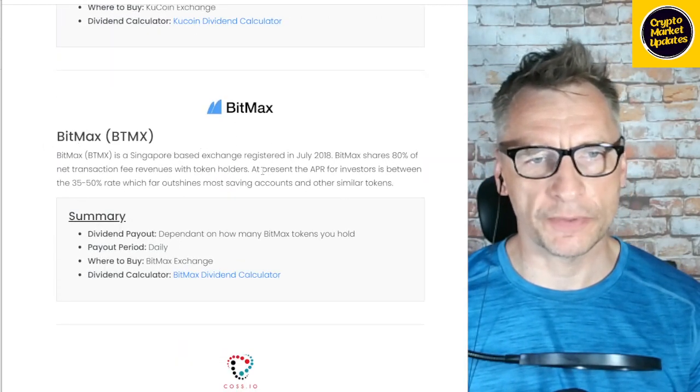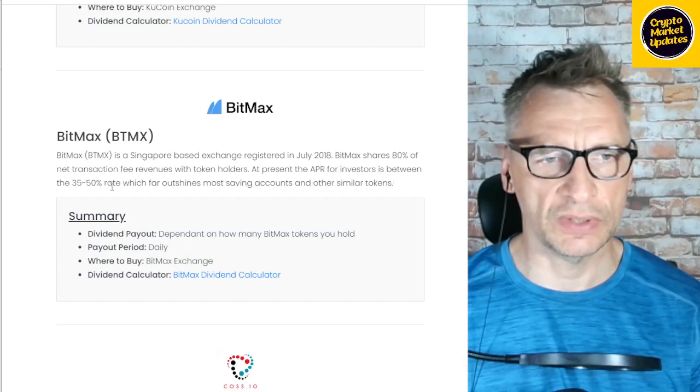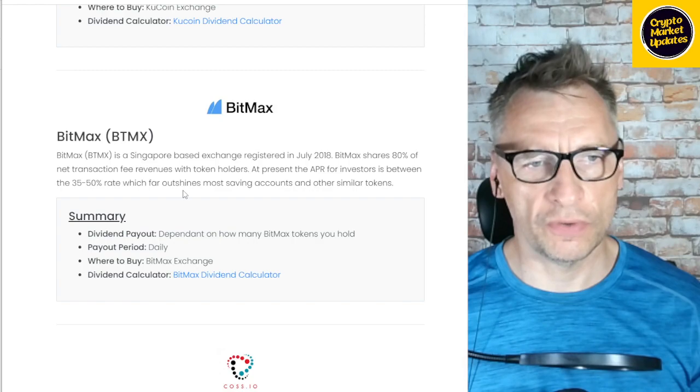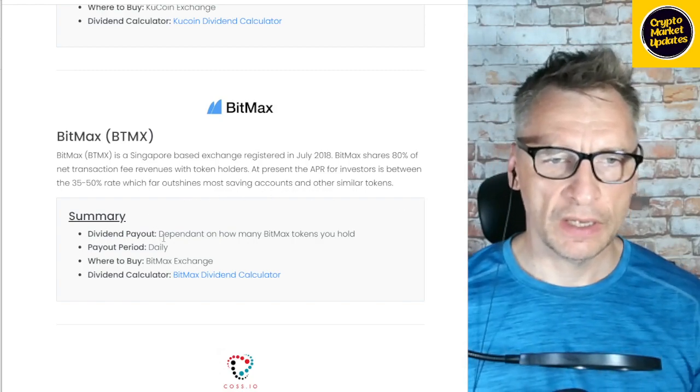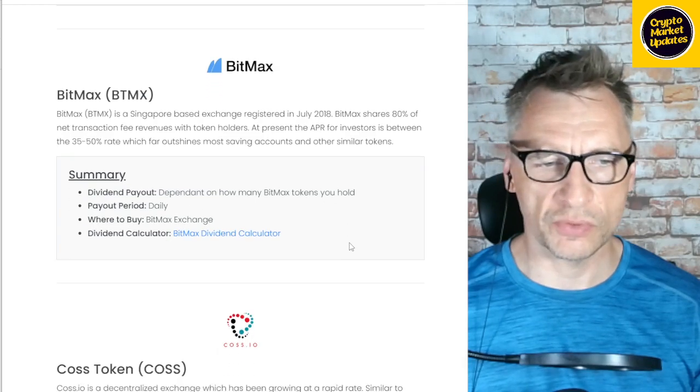BitMax also offers dividends. At present, the APR for investors is between 35 to 50 percent, which far outshines most of the accounts, and that depends on how much BitMax token you hold as well.